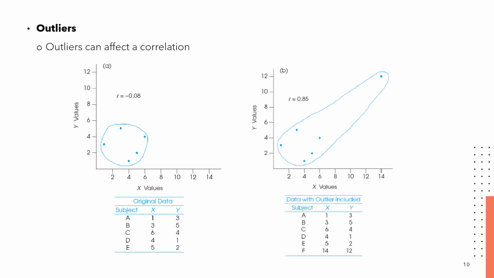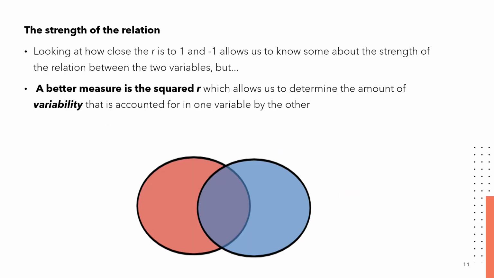This person has a score of X of 14 and a Y of 12. Look at how that changes the form of the data and now suggests that there's a stronger correlation. There are different ways of handling this issue, but for this class, just be aware that correlations are sensitive to outliers.